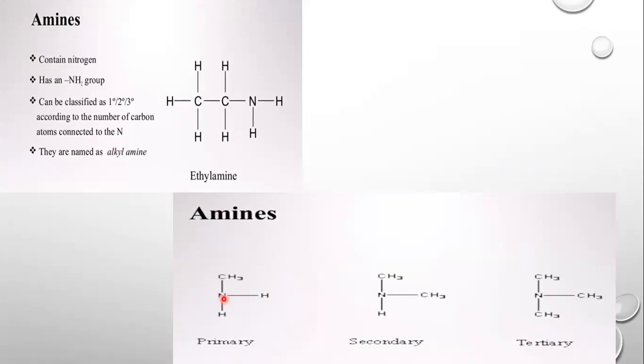Primary amines have basically one nitrogen bonded to one carbon, only one carbon atom, so it is primary. When a hydrogen is replaced from nitrogen by one alkyl group, then it becomes a secondary amine. When this hydrogen is also replaced by one more alkyl group, then it becomes a tertiary amine.